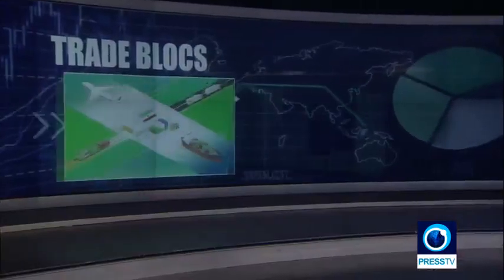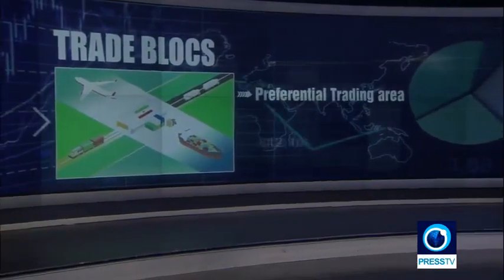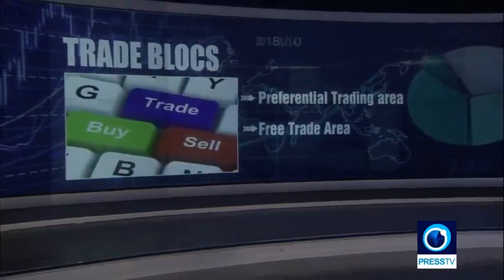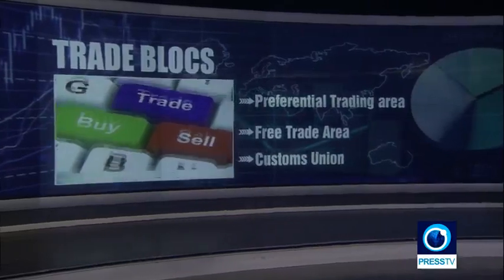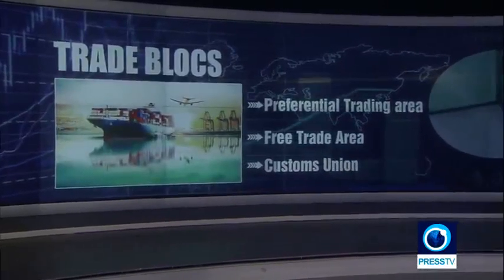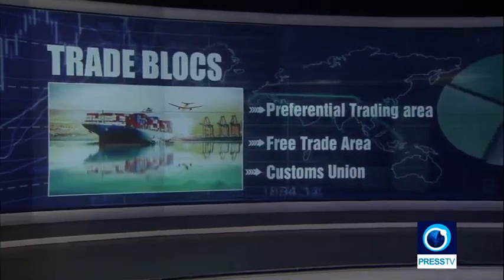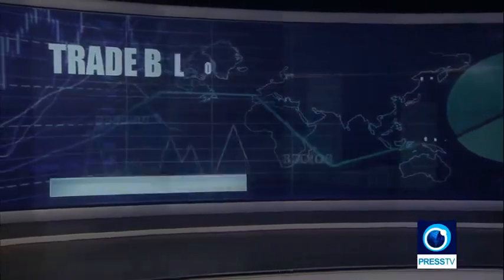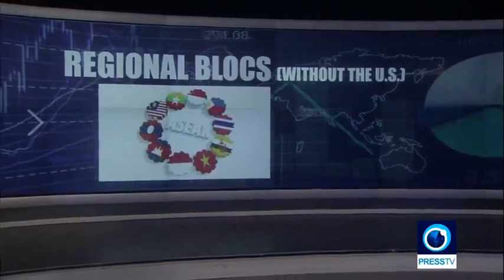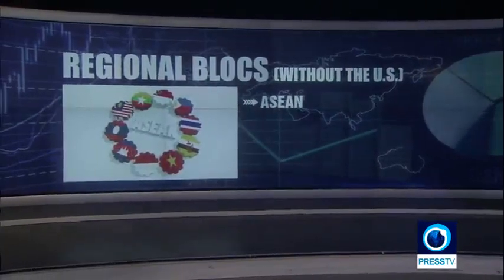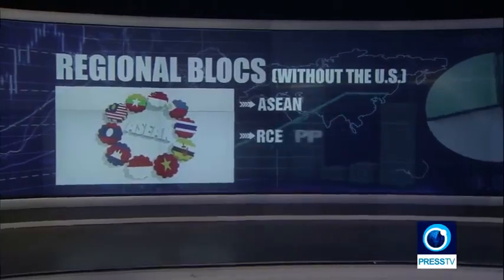Hi, I'm Kavit Harvai. World trade without the U.S., the subject of today's edition of Economic Divide. First, a look at different forms of trade blocs. There are 5 in total, like preferential trading area, free trade area, and customs union. Others of equal importance are the common market and the economic union, all of which we will discuss in this program. Also, we're going to take a look at regional blocs within a specific geographical boundary, but without the U.S.